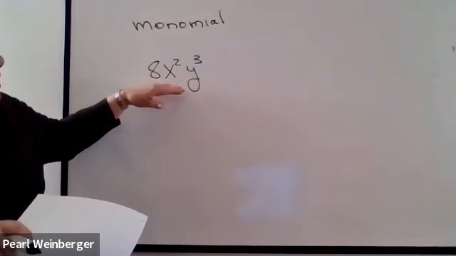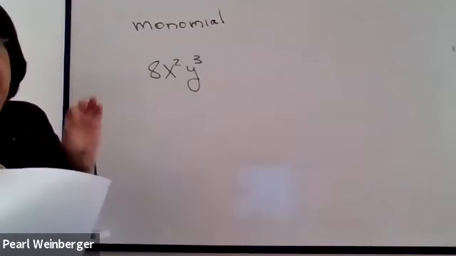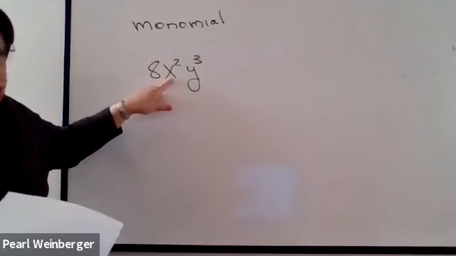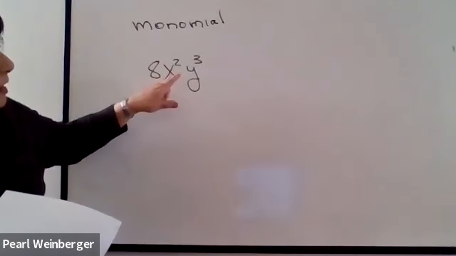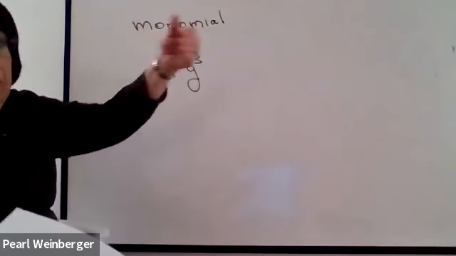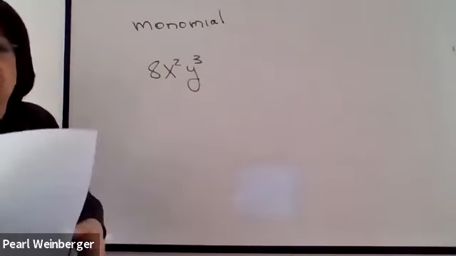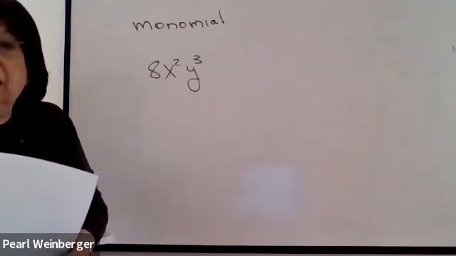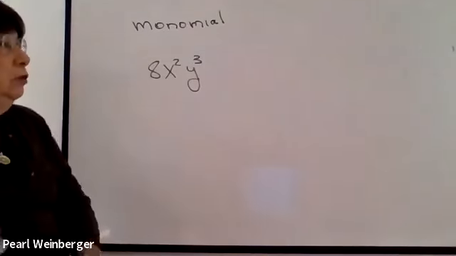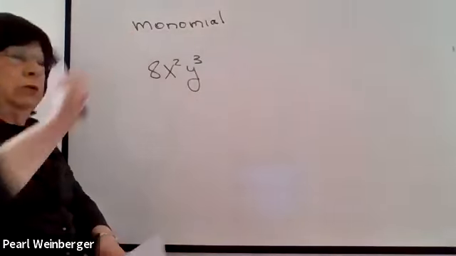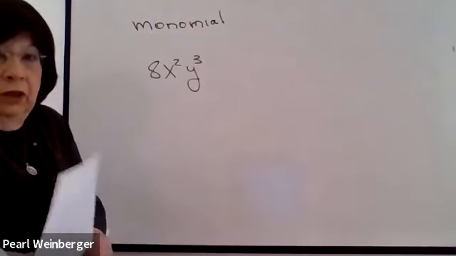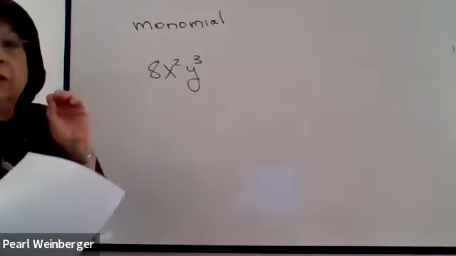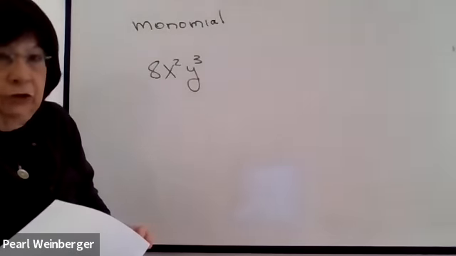Now, when everything is connected by the operation of multiplication, because this really means 8 times x squared, well, x squared means x times x, times y to the third, which means y multiplied 3 times. So everything here is being connected. The only operation is multiplication. Then that is called a single term or a monomial. It's one term. A term is everything connected just by the operation of multiplication.